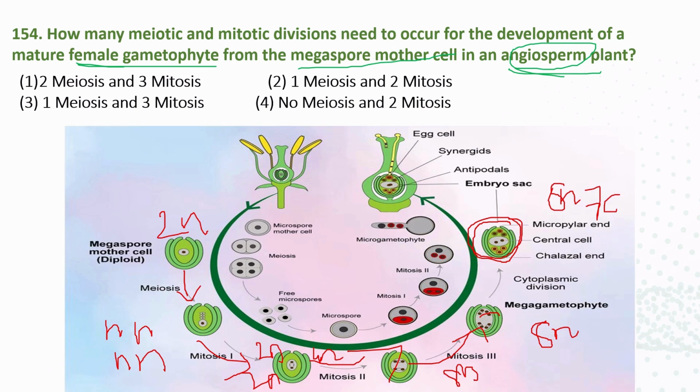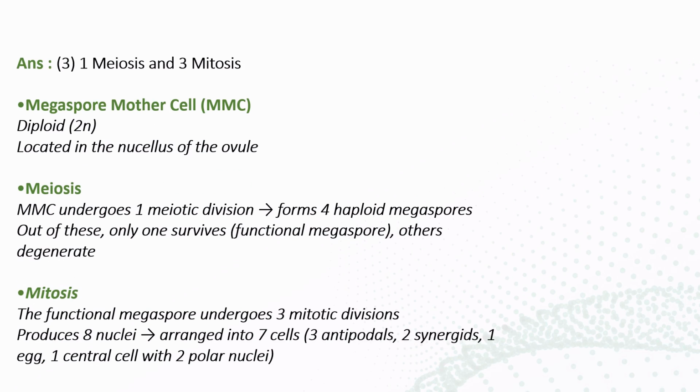So how many divisions are taking place here? One meiotic division and 3 mitotic divisions take place in the megaspore mother cell to develop into a complete embryo sac, or female gametophyte. So the third option is the right answer here. I have given the detailed explanation of how it takes place.